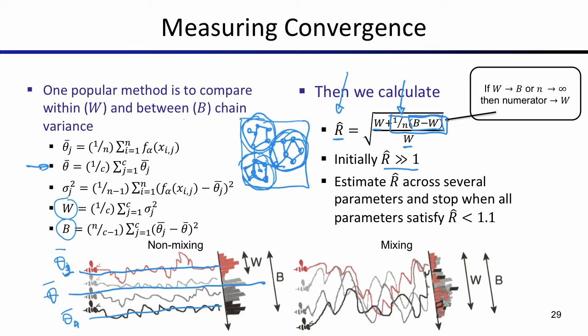W. So we have a rule of thumb here that this value of R tends to start with a very large value, but tends to decrease with time. And when it reaches 1.1, we say that the chains have converged. So this is one technique. It's frequently used. There are no guarantees, but it tends to be a good heuristic.